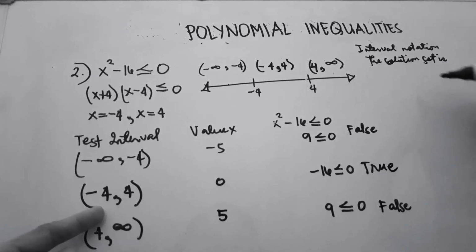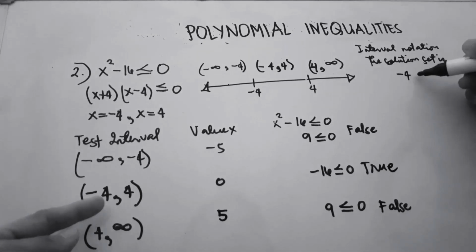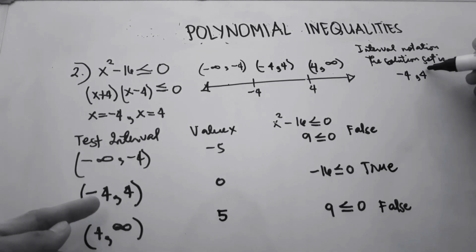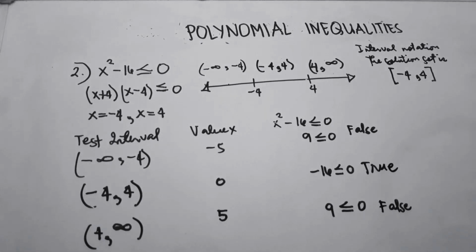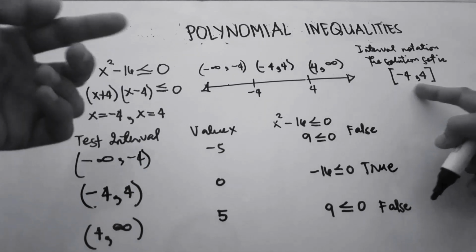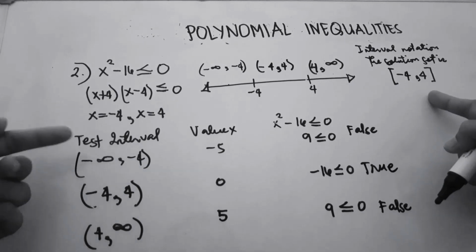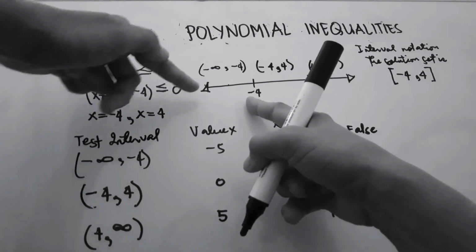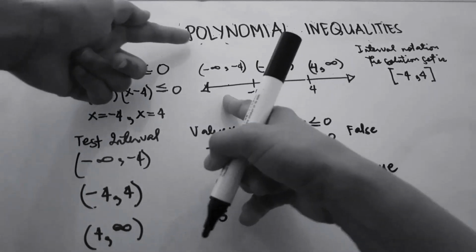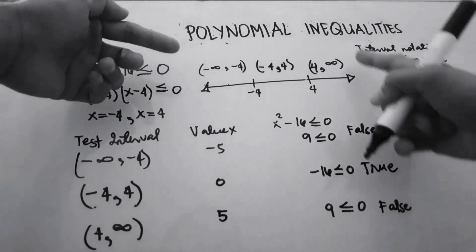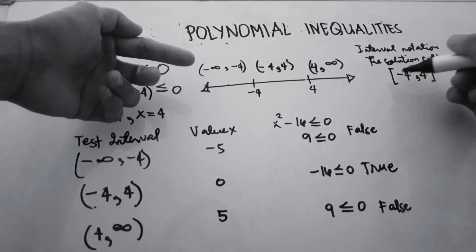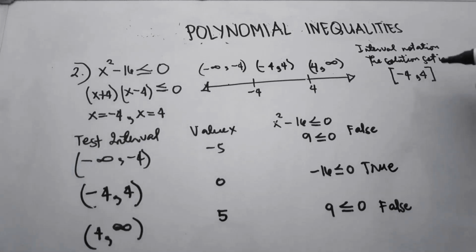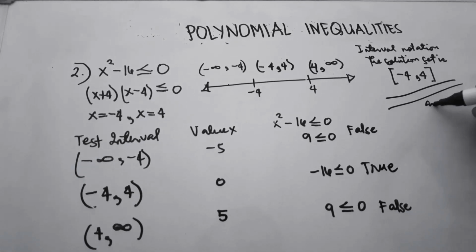The solution set is negative 4 and positive 4, and we can use this closed interval. Since negative 4 is on the negative side and 4 is on the positive side, we can use the closed interval here. And this is the answer. This is our answer.